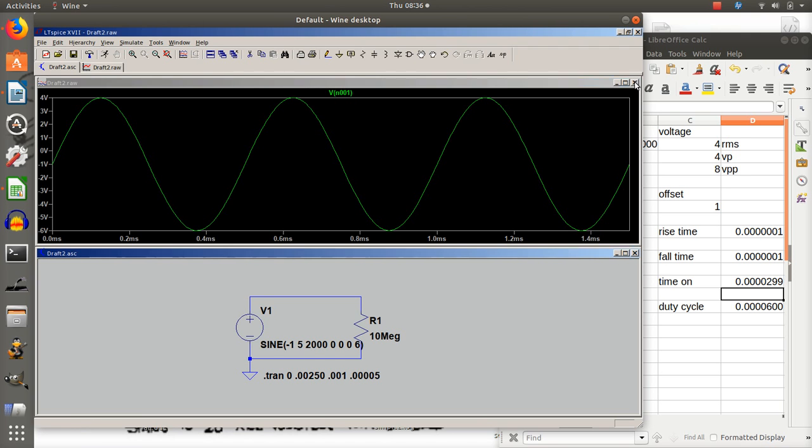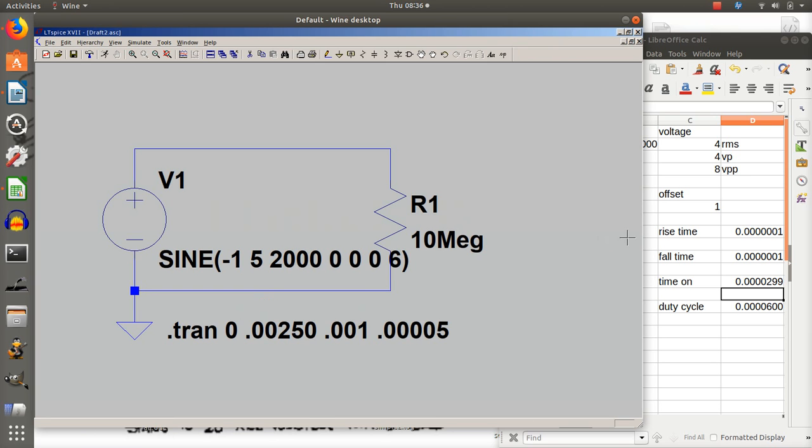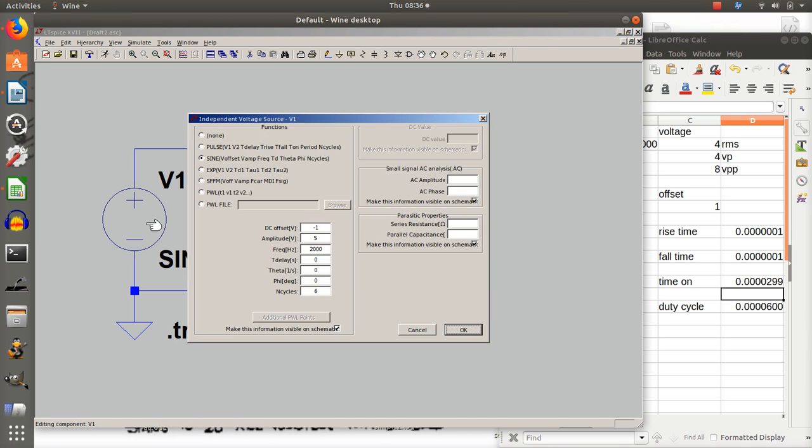I'm going to close my sine wave graph because we're going to go in and we're going to make some changes. I'll make this bigger so you can see it. Okay. My transient analysis is going to change because my frequency changed. My sine has to change because my waveform has changed. My resistor will stay the same. So let's get the voltage source right to start with.